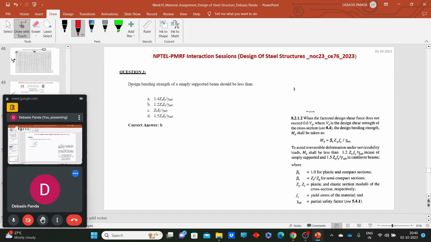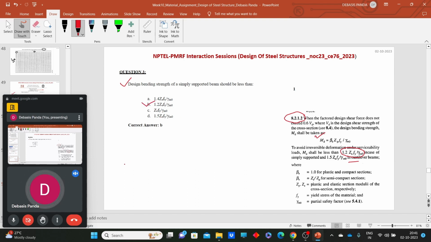Now, question number 3 says the design bending strength of a simply supported beam should not be less than. If you visit clause 8.2.1.2, you can see that for the low shear case, the design bending strength can be calculated using this formula, and this is checked: if this is a simply supported beam, the value should be less than 1.2 Ze fy by gamma m0. And for cantilever beams, the value is 1.5 Ze fy by gamma m0. That means for simply supported beams, the value is that.